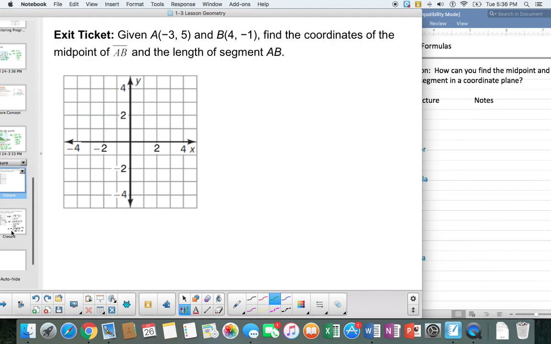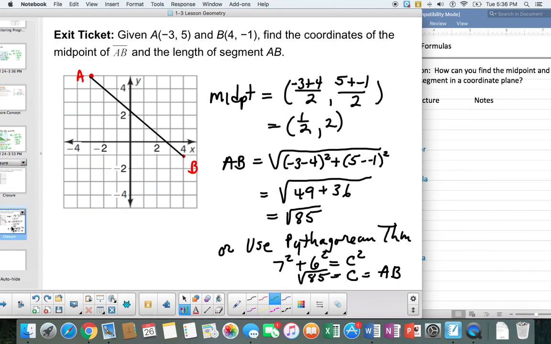Okay, we're back, and here's the answer. You can see I found the midpoint by averaging the x's and averaging the y's, and I figured out the distance using the distance formula, but I also showed you using the Pythagorean theorem. And this is the end of lesson 1-3.